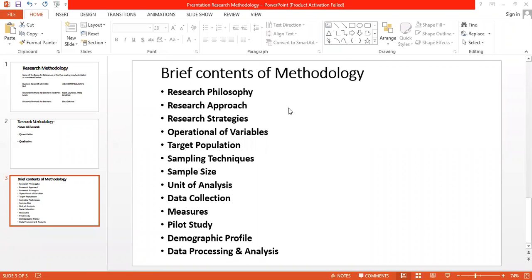We shall discuss which strategy and research design will be used. For example, survey. If survey, then what will be the design of your survey? And what type of questionnaire will be used? It can be longitudinal or cross-sectional.